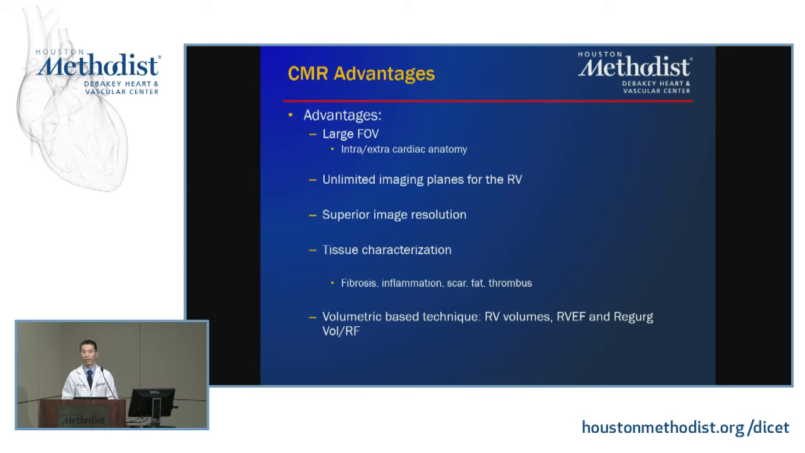But in terms of CMR, we do have quite a few added advantages. We have a large field of view, so we can see everything inside and around the heart. We have unlimited imaging planes. As Dr. Nagueh mentioned, the RV does not have a straightforward geometric structure. It's pyramidal, so many different cuts are often needed, but CMR allows us to achieve that. We also have superior image resolution, with great contrast to noise ratio, and we can also do tissue characterization. We can look at fibrosis, inflammation, scar, fat, and even the presence of thrombus within the chambers.